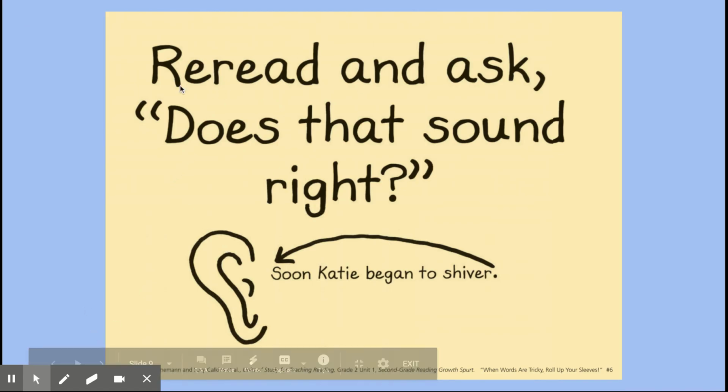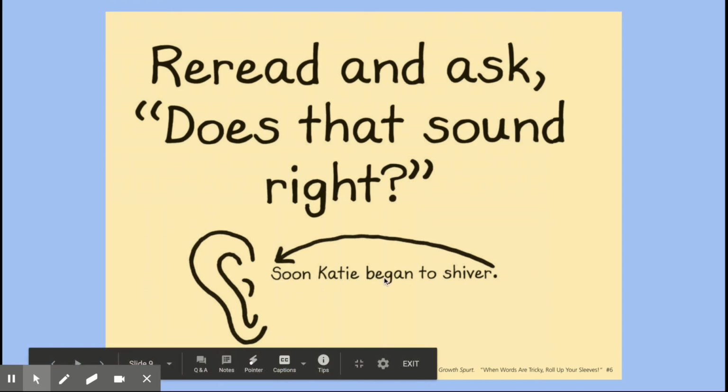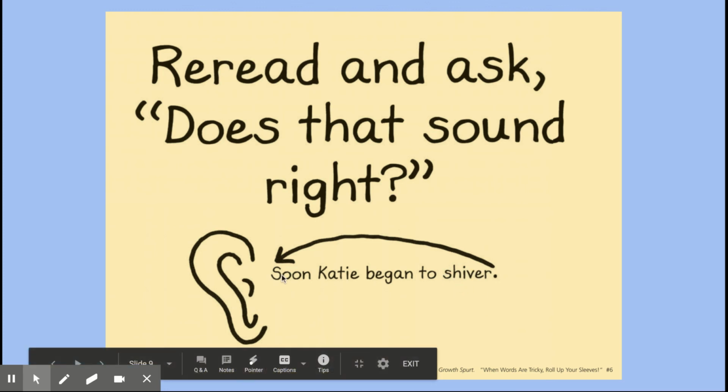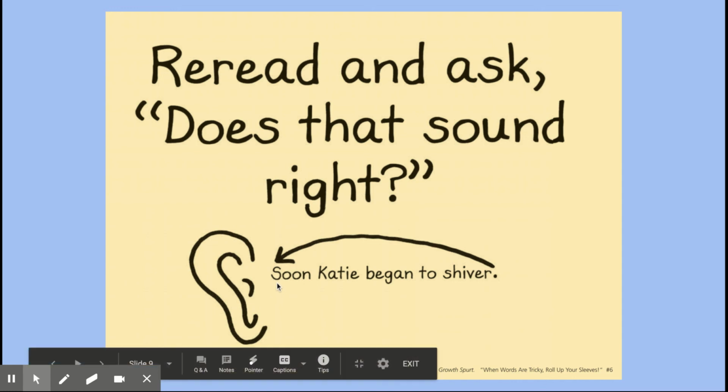So again, let's practice this with this sentence. If I was reading this sentence, I'm going to reread it. I'm going to ask, does that sound right? Soon Katie began to... I know this er, and I know that this has the consonant, vowel, consonant pattern, so it's going to have the short i sound: shiver. Oh, shiver. Now that I figured out what the word is and how to read the word, I'm going to reread the sentence. Ready? You try reading the sentence. Okay, did you read, Soon Katie began to shiver? Wonderful. That word is shiver.